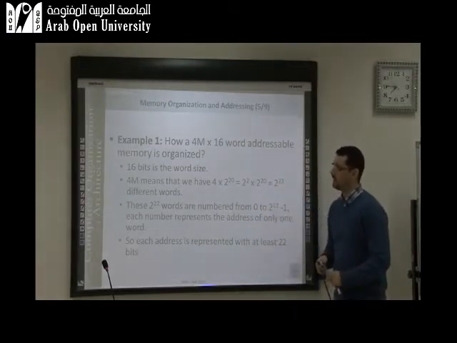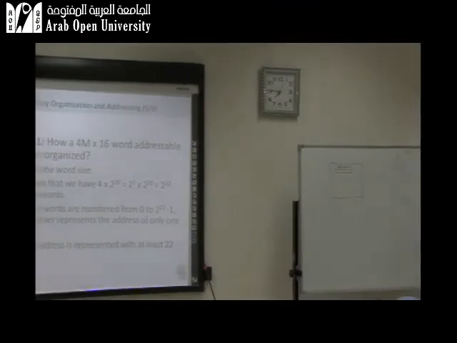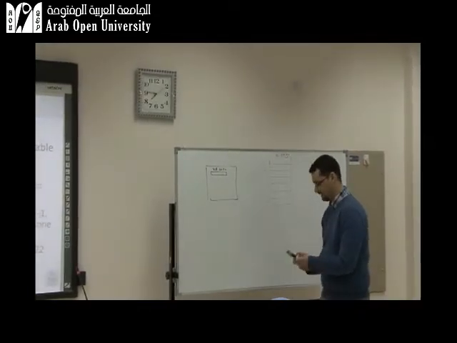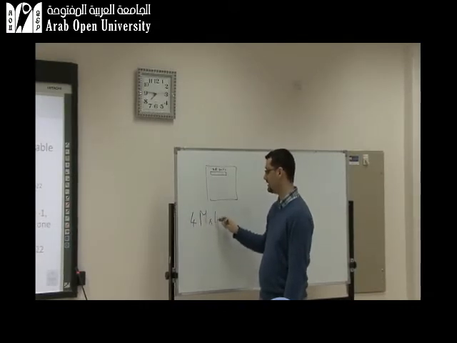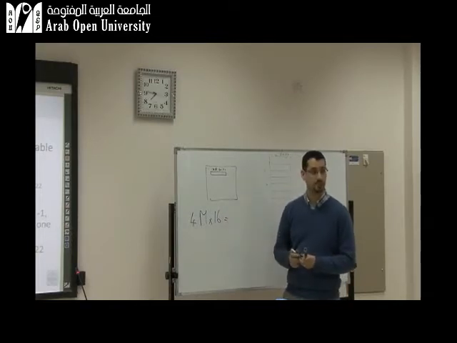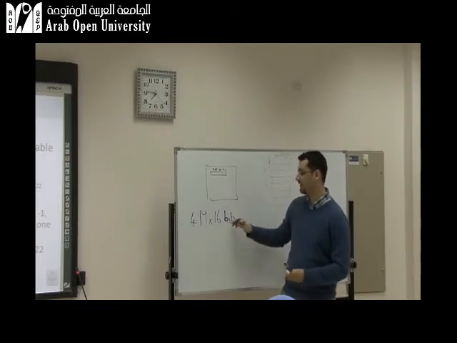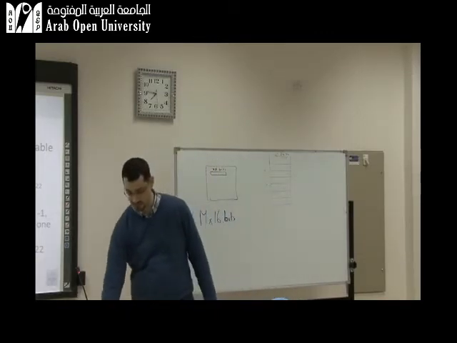So how can we calculate? At first, we need to find how many locations, how many lines, we have in the main memory. When we say 4 meg times 16, this is the capacity, how many bits we can store inside this memory. This is basically in bits. Even if they don't say that this is 4 meg times 16 bits, it is expressed in bits.